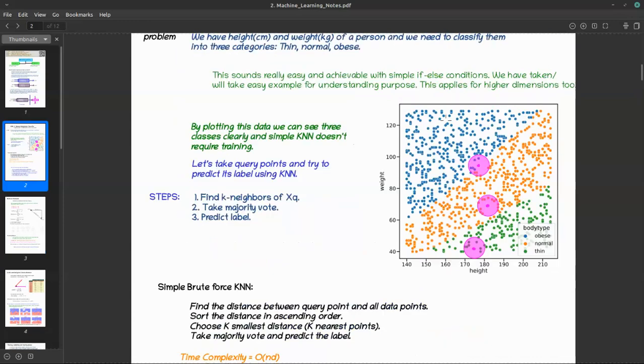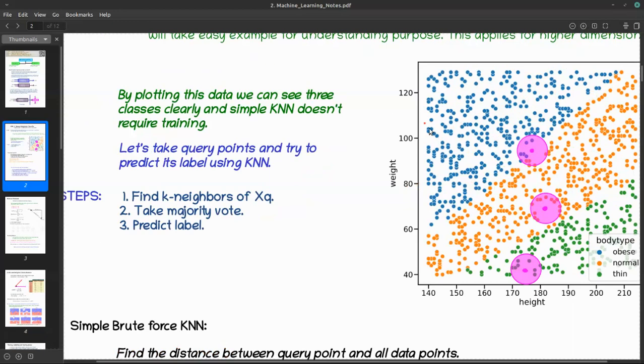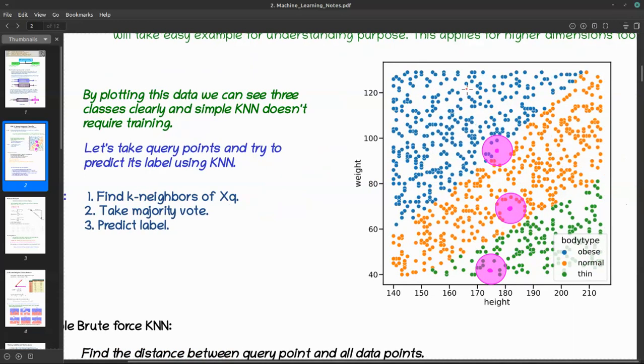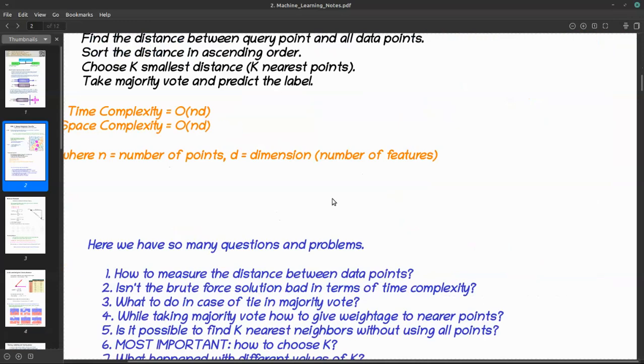First, how will you say this is a neighbor? How are you defining that? You are looking at how many points are very near to this point. To calculate that, you need to calculate the distance. A neighbor is nothing but a point at a very small distance. So how can you calculate the distance?